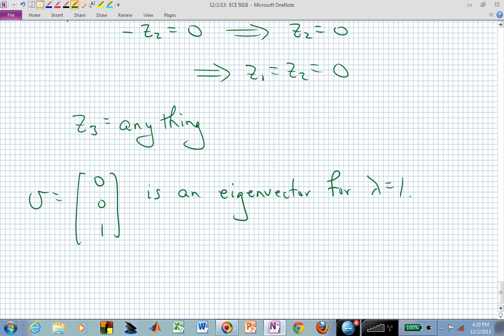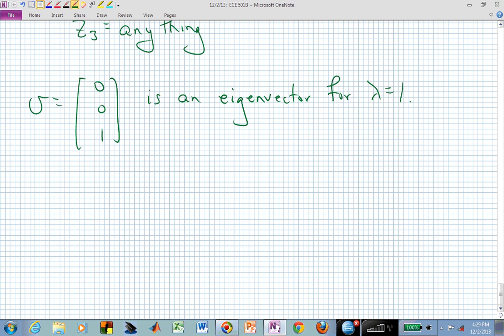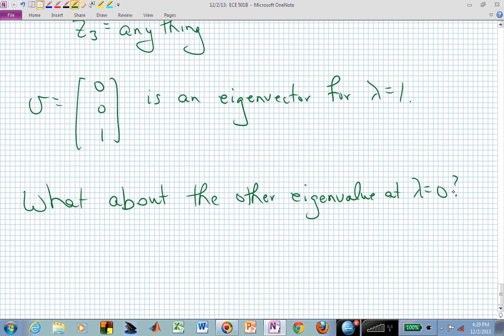To have a basis for this three-dimensional space, we need three vectors. We only have two that are eigenvectors. So now we have to figure out, are there generalized eigenvectors, or can we create something that will give us a complete basis? So in this case, we need to basically look at something in addition for lambda equal to 0. What about the other eigenvalue at lambda equal to 0?